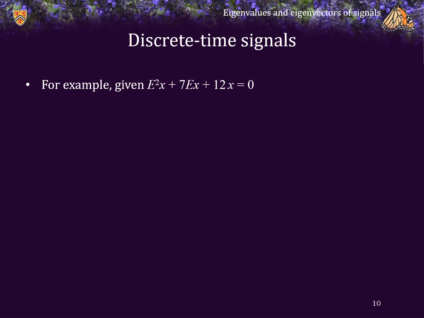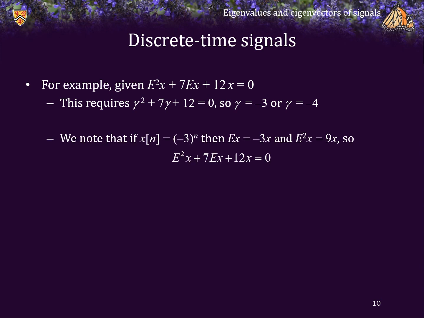Now, however, let us consider this specific equation. All right. So a solution to this equation requires that gamma squared plus 7 times gamma plus 12 is equal to 0. So gamma can either equal negative 3 or gamma equals negative 4. Now, we note that if the signal x is such that the nth value is negative 3 to the n, then the advance operator applied to x is negative 3 times that signal x, and the advance operator applied twice to x will be equal to 9 times that original signal.